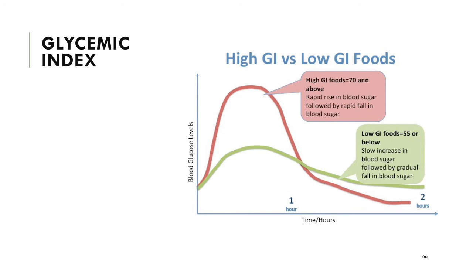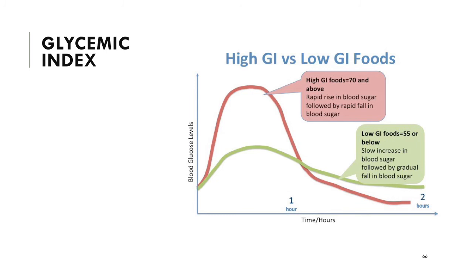So this graph basically shows you the difference between a high GI and a low GI food. A high GI food is a food that has a glycemic index of 70 and above. When you plot the blood glucose level over time, a high GI food will cause a rapid rise in blood sugar concentration, and after a sharp rise, it's followed by a sharp fall in the blood glucose.